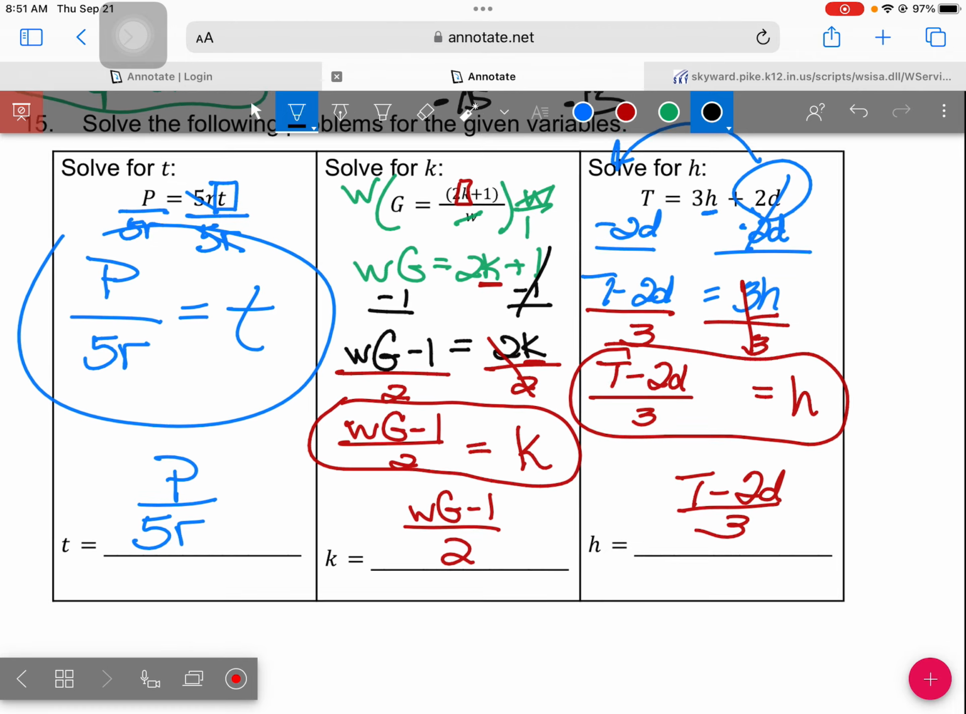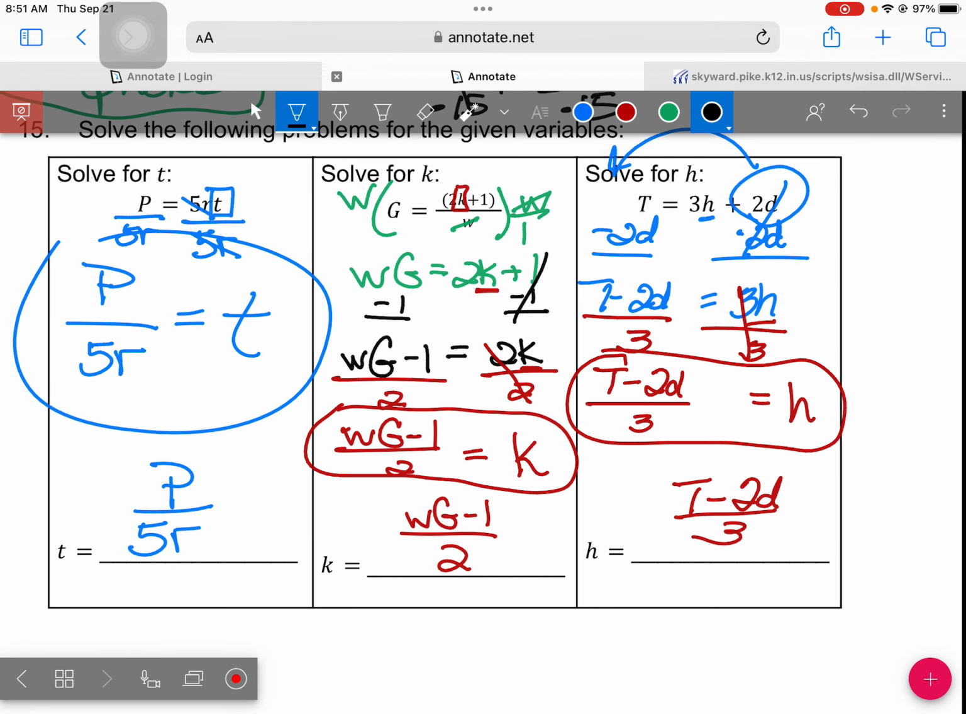Fifteen is solving for a particular variable. You need to undo whatever is up there. First problem, you're solving for t. They're all being multiplied, so you want to divide.